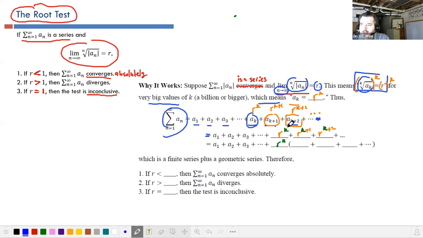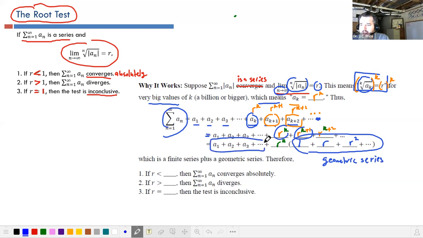So we'll pull out this r to the k. And then what do you get left over? Well, what goes here times r to the k is r to the k. Well, that's just a 1. And then what goes here times r to the k gives you this r to the k plus 1. Well, that's an r. And I bet you can guess what comes next. r squared plus dot, dot, dot. And this, again, is just a geometric series. And so what we have is basically a finite series here, right? Because it does end at a sub k there.